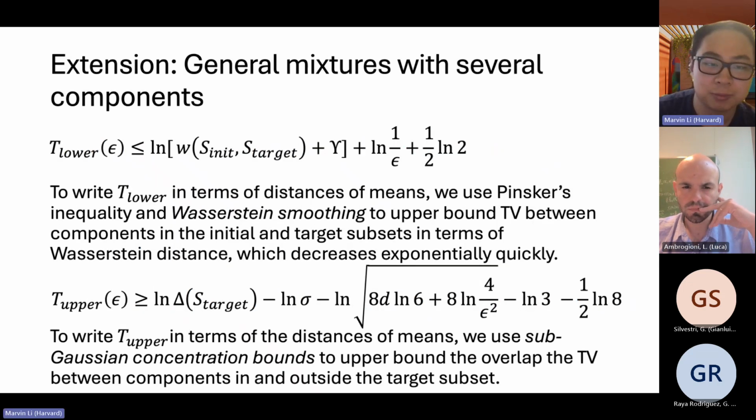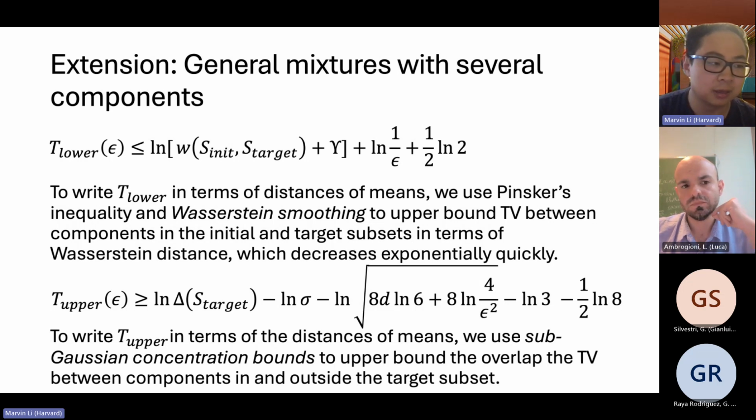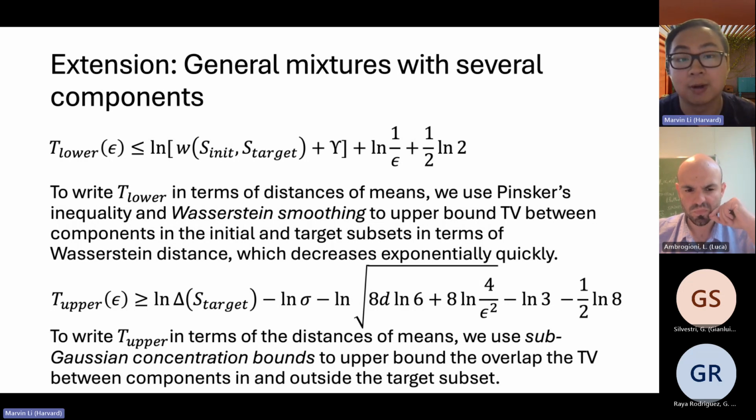Yeah. So to deal with the cases with general mixtures of several components, to write T lower in terms of differences, we want to show that if we run it for enough time, the total variation from different components comes closer together. We do this by bounding the KL between these two things using some Wasserstein smoothing between the components in the initial and target subsets, and that decreases exponentially quickly. To write T upper, we just use a sub-Gaussian concentration bound. When you run the diffusion and don't noise it too much, the components of S target are far away from other components just by sub-Gaussian concentration bounds.